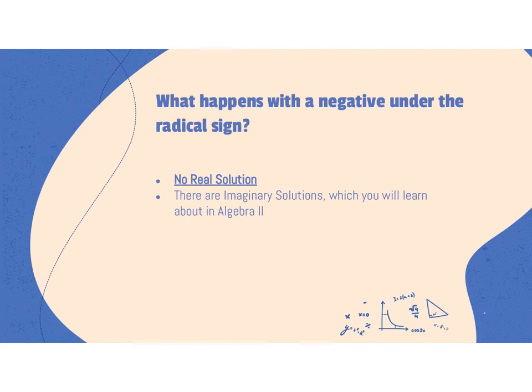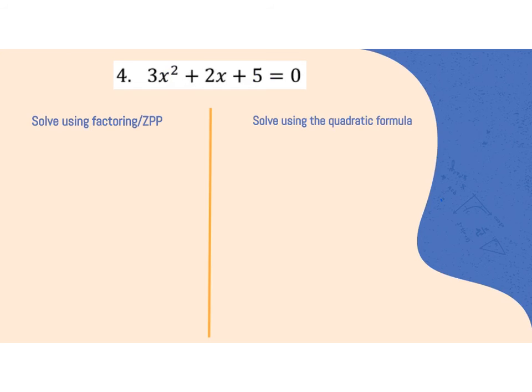Now, there is one more setting that we need to take a look at. What happens if we get a negative under the radical sign? When we get a negative under the radical sign, that means we have no real solution. There's imaginary solutions, but we're not going to do much with those right now. You'll learn more about those when you get to Algebra 2. But there is no real solution when you have a negative under the radical.